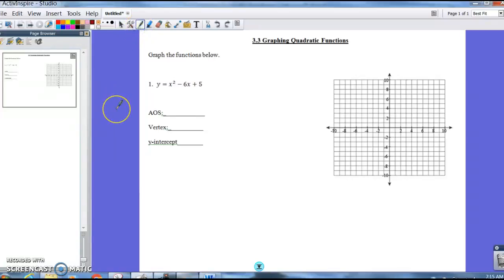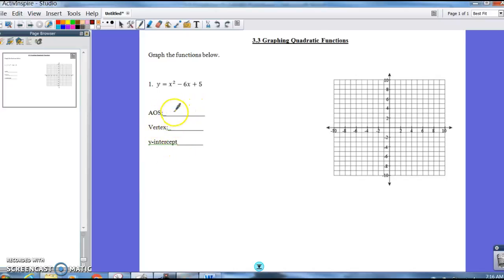Hi everyone, today I want to talk to you about graphing quadratic functions. So this is one method that we can use to graph quadratics when you're given the equation. You'll see here that I have three things written down: AOS for axis of symmetry, the vertex, and the y-intercept.